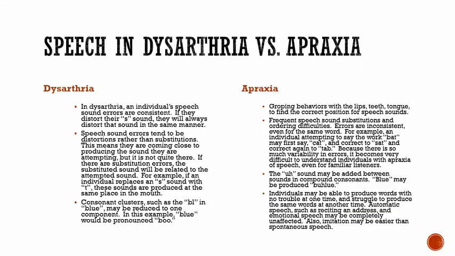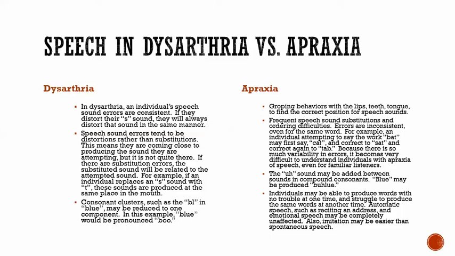Let's look at speech in dysarthria versus speech in apraxia. In dysarthria, the individual's speech sound errors are consistent. If they distort their S sound, they will always distort that sound in the same manner. Speech sound errors tend to be distortions rather than substitutions. This means that the individual is coming close to producing the sound they are attempting, but it's not quite there. If there are substitution errors, the substituted sound will be related to the attempted sound.